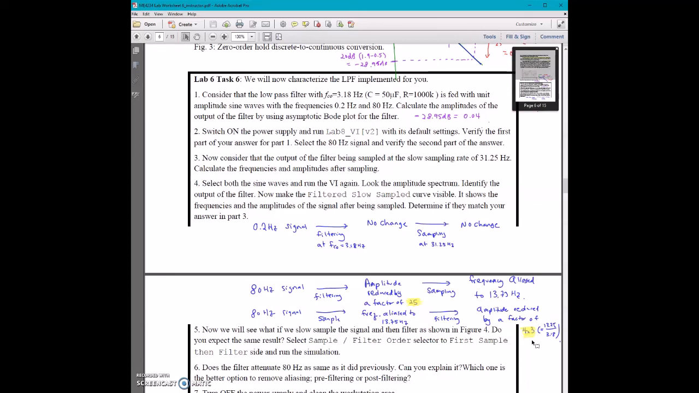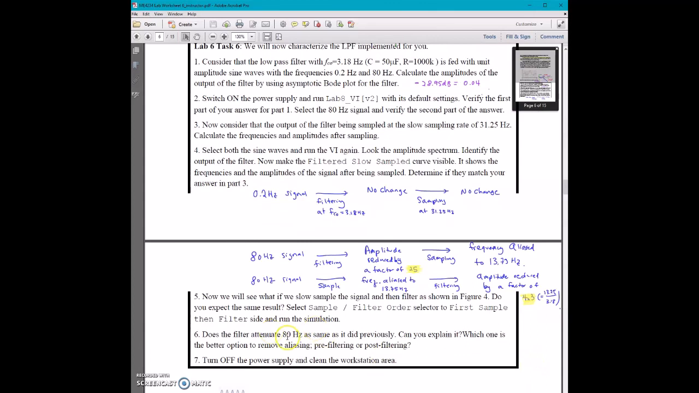So what is this supposed to tell you? Use the analog filter first if you want to filter out a signal and then save the rest. Then you can digitize at a slow rate. You do not have to sample at 160 hertz, which is the frequency you would need to capture the 80 hertz accurately, but you don't need to if you filter first.